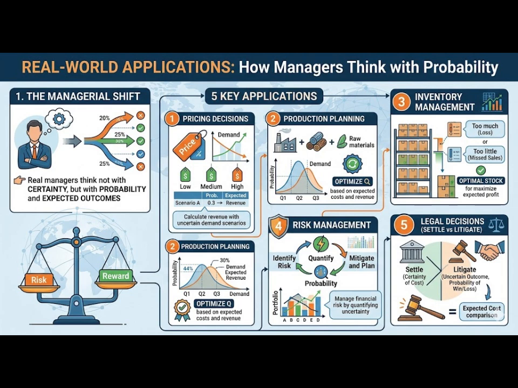How do these topics that we have discussed help with real world situations? These concepts apply to pricing decisions, production planning, inventory management, risk management, and legal decisions. That means settling versus litigation. This is how real managers think, not with certainty, but with probability and expected outcomes.